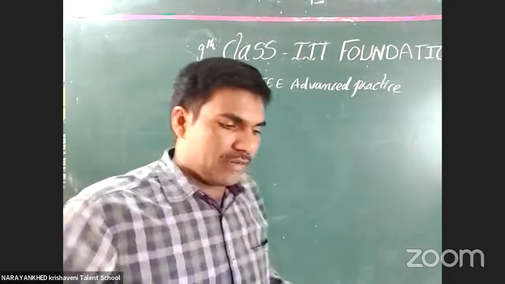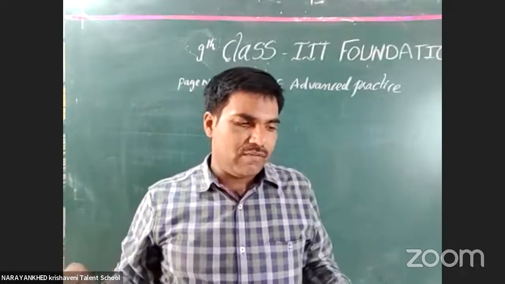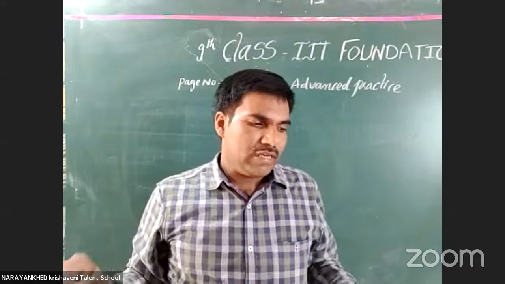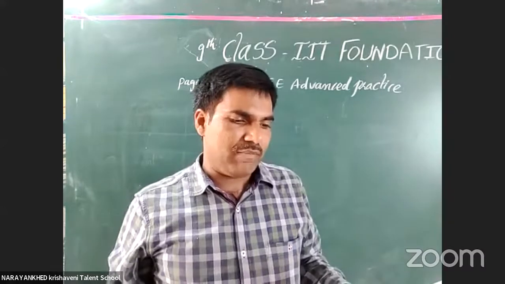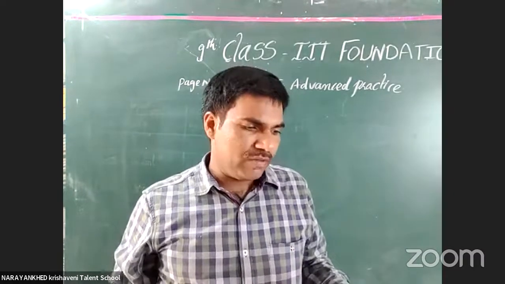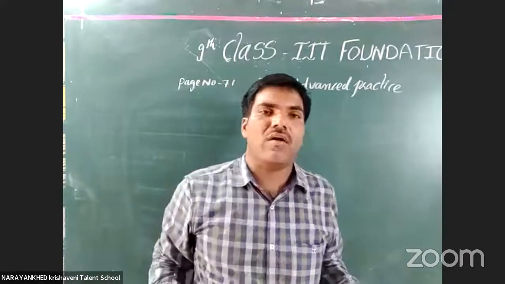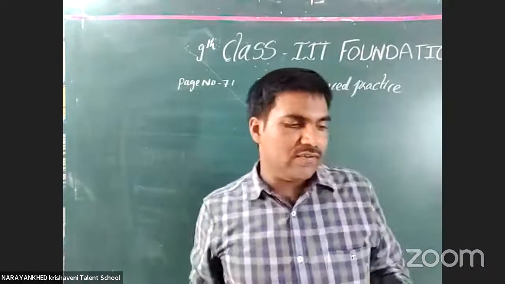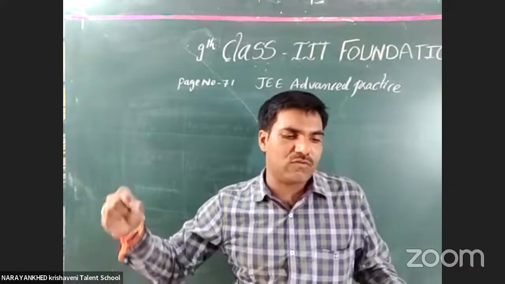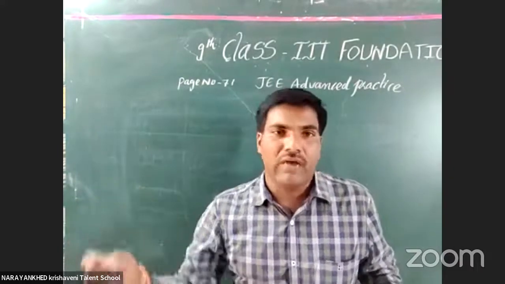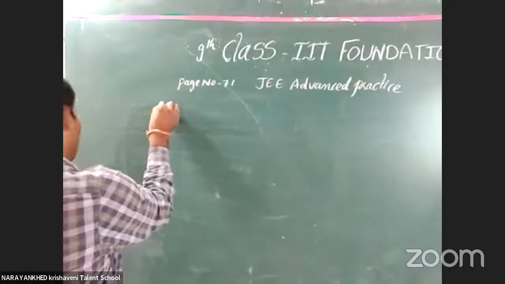If the velocity time graph is a curve, then the body has a variable velocity and a variable acceleration. If the velocity time graph is a straight line moving away from the time axis and the slope is negative, then the body has a negative acceleration. Clear or not, all the students? Both are given here. This is question number 1.